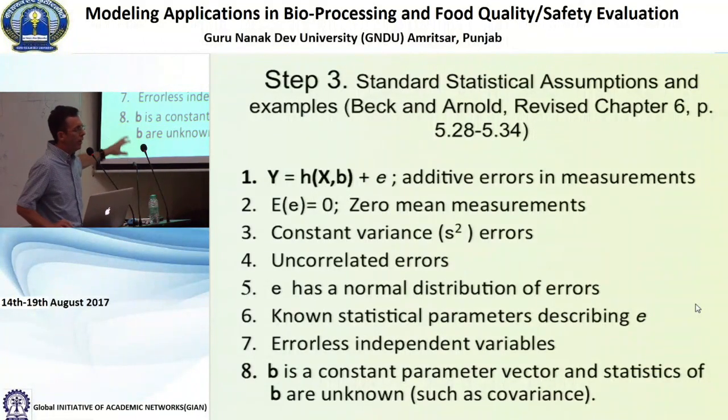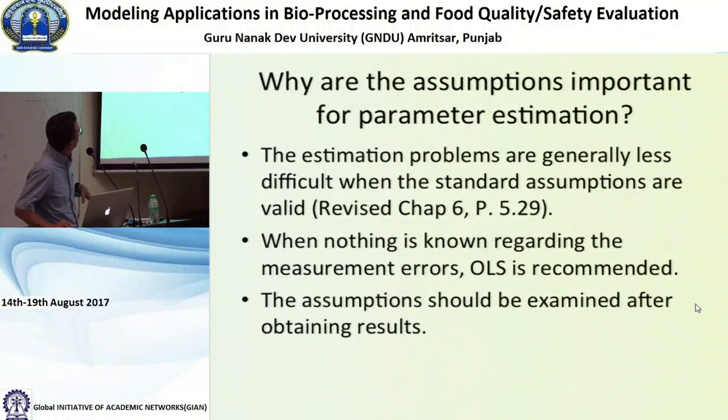And I'm not going to talk about 6, 7, and 8. That's a bit more advanced. Let's just stick to 1 through 5 for the time being. So why do we care about this? Well, the estimation problems are usually less difficult when the standard assumptions are true. Now, normally you don't have every assumption perfectly true, so you have to use some common sense and just say it's close to being true or it's not close to being true.